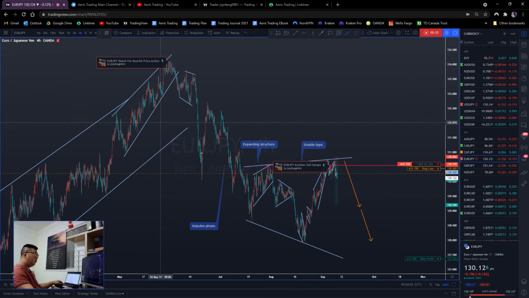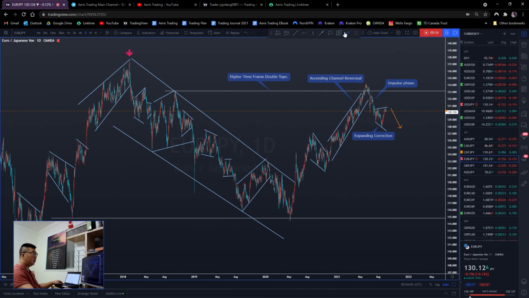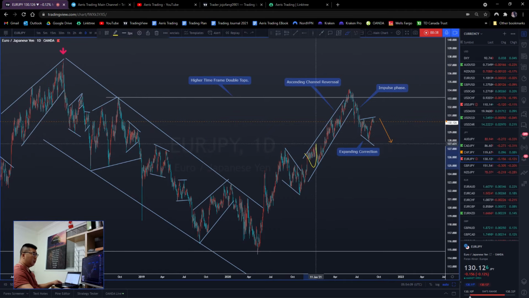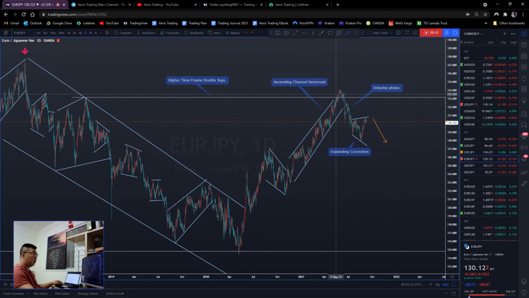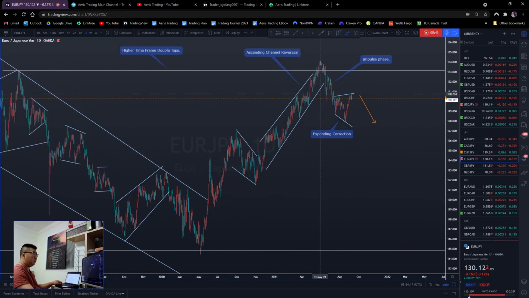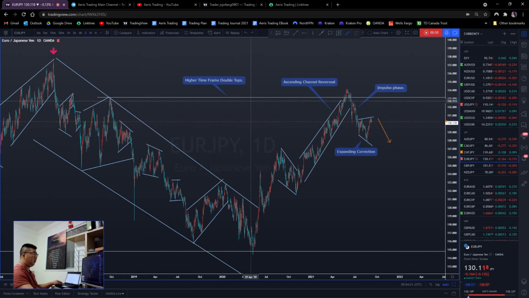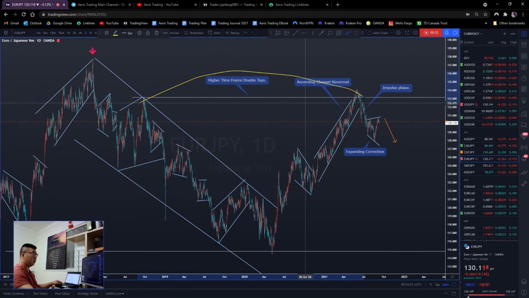So let's start from the higher time frame on Euro Yen. If we look at the higher time frame here, as you can see, we have this kind of higher time frame double top. Price was originally moving up correctively in this ascending channel. We know these types of structures tend to be reversal-like. So we hit the double top here, price basically impulsed down out of this ascending channel. So that's a good sign from a higher time frame point of view. We know that this could lead to a bearish kind of price action.